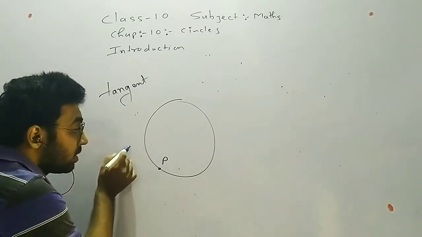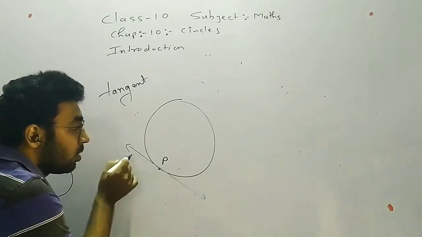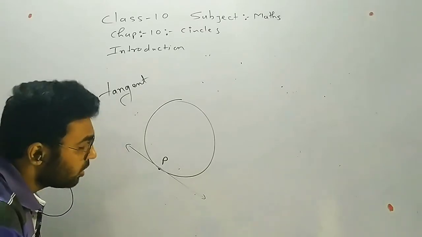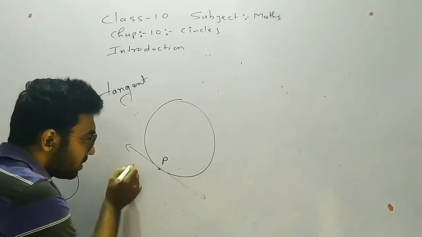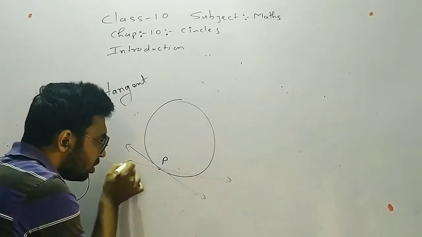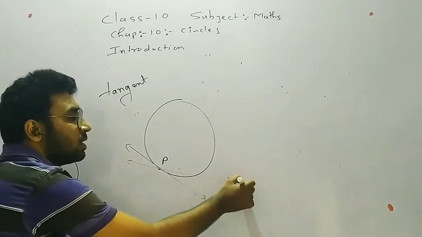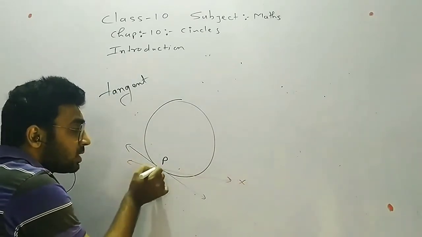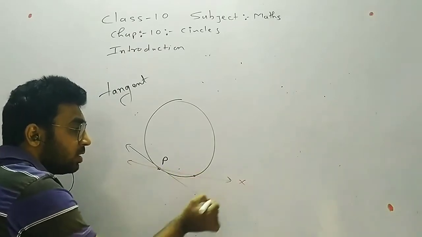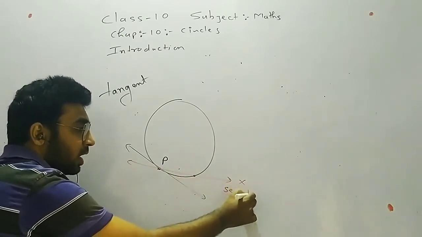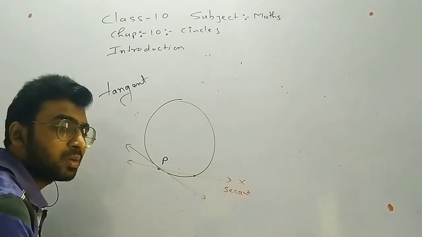Only one tangent. Why? You may also draw a line like this, but this is not a tangent, because it intersects the circle at two points. That is called a secant.